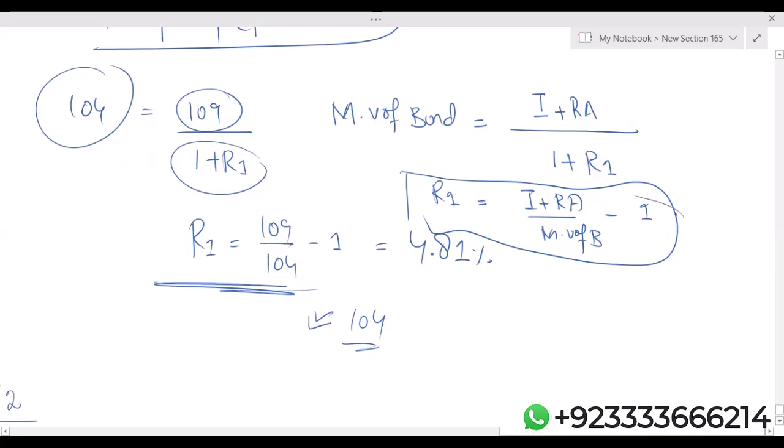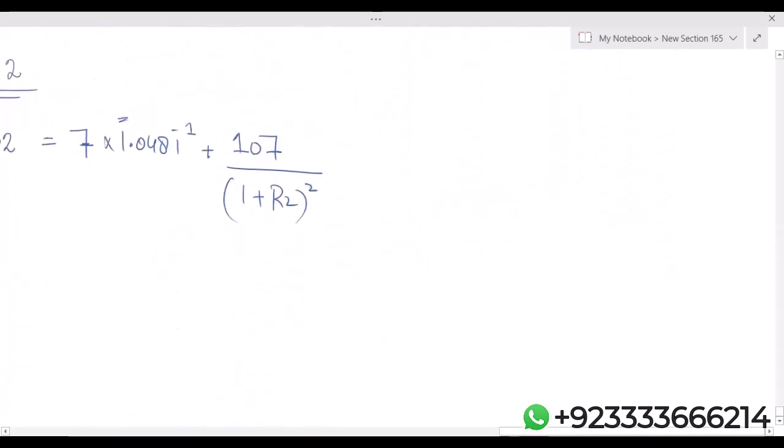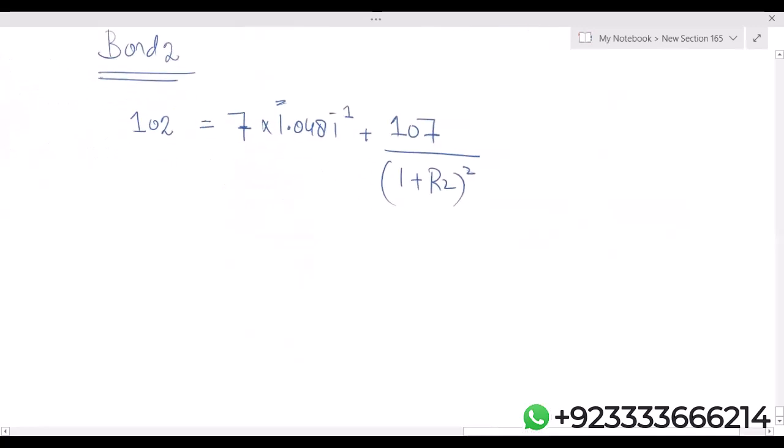Obviously, this entire thing can easily be put into a spreadsheet cell: interest plus redemption amount divided by market value of bond, minus 1. Whatever comes, multiply by 100, or directly just click the percentage sign, and you will get the answer in percentage. This is R1. Now come here for R2 as well.